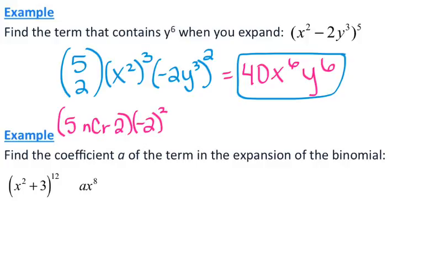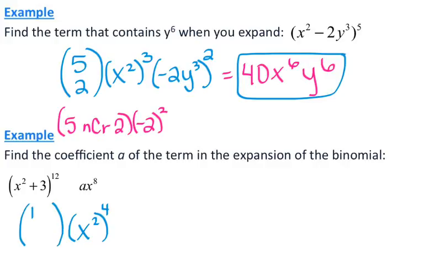Okay. Last one, find the coefficient a of the term in the expansion of the binomial x squared plus 3 to the 12th power. And it says a x to the 8th. So this one is very similar to the previous example. I'm trying to find the term that has x to the 8th in it. So x is my first term. I need to figure out what I need to raise x squared to get x to the 8th. Well, I need to raise it to the 4th power, because 4 times 2 gives me the 8.